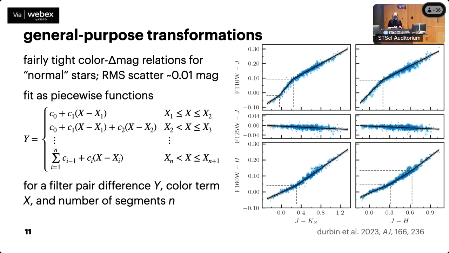I fit all the transformations as piecewise linear relations that are conditioned to be continuous, such that the starting point of each segment is the sum of all of the previous segments. I chose to do it this way because in some cases, there are really sharp slope changes that aren't well fit by polynomial terms. For example, in the upper left plot of F110 minus J versus J minus KS, you can see the steeper slope that's caused by the Paschen jump in A-type stars, which is bracketed by the two dotted lines, which show the breakpoints of the different segments. And even for the filters that don't have these steep slope changes, they're about equally well fit by piecewise functions as by low-order polynomials.